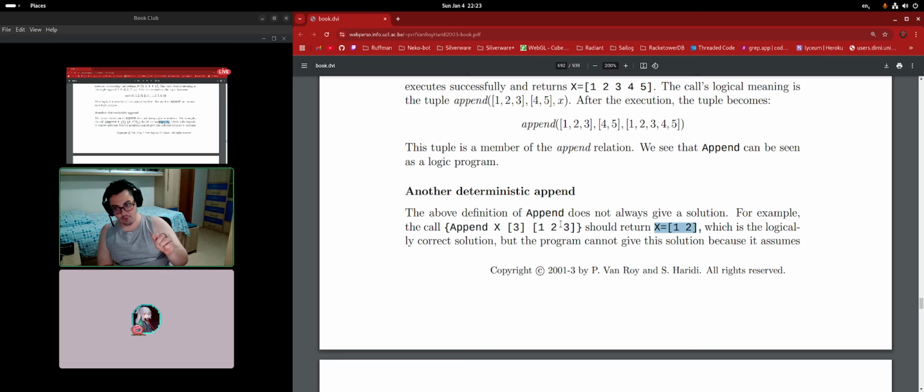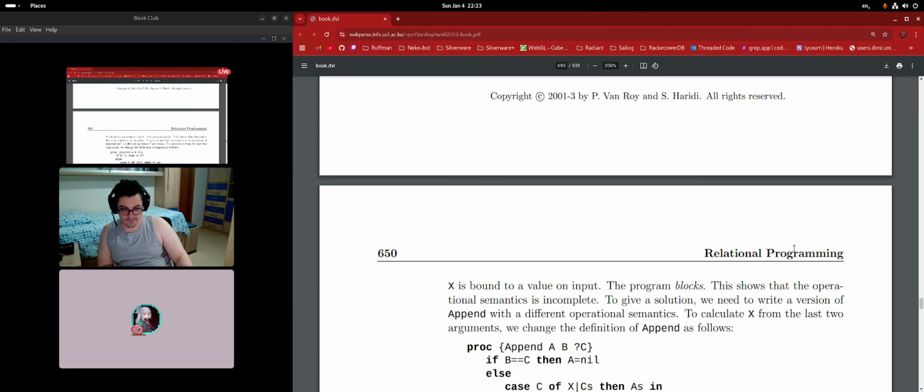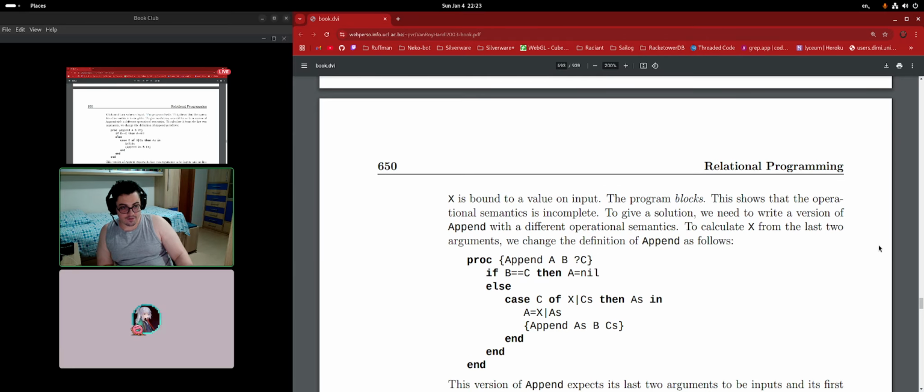Remember, relational programming allows you to swap on each call which things are inputs and which things are outputs. You can run things backwards, kind of. Exactly, but the program cannot give this solution because of how it's written. So this program blocks. This shows that the operational semantics is incomplete. To give a solution, we need to write a version of append with a different operational semantics.